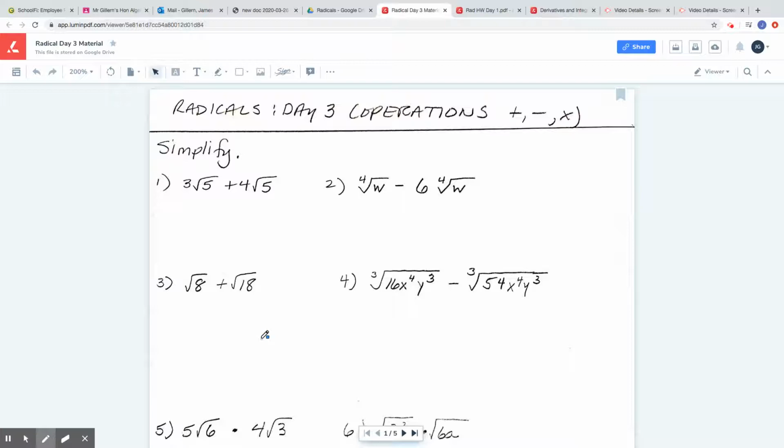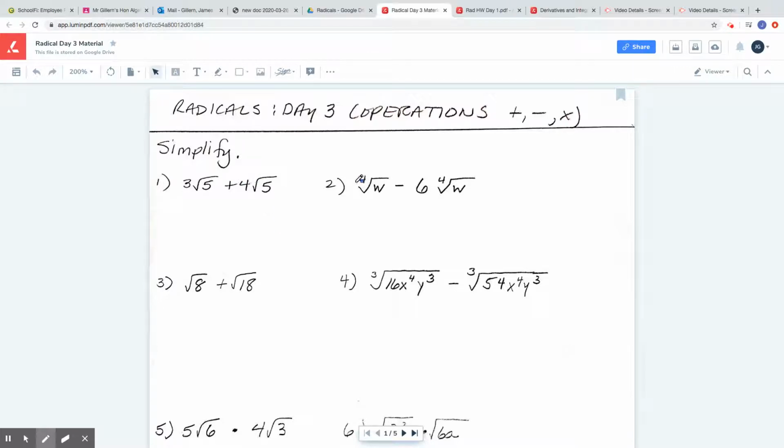The general rule is that when you are adding and subtracting, it's kind of like when you add or subtract variables. You have to have like terms. With radicals, like terms means having the same thing underneath a radical, or a cube root, or a fourth root, or a fifth root. You cannot combine them unless you have the same number underneath the radical.